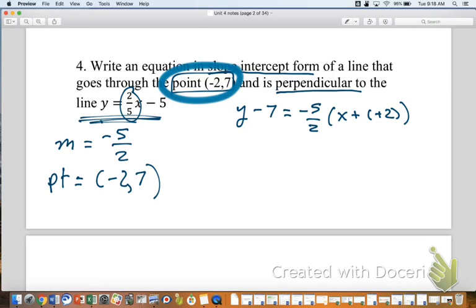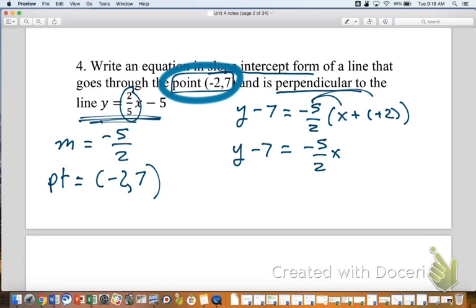But this asks us to go to slope-intercept form, and this is not slope-intercept form. What might I need to do to take this from point-slope, which it is right now, to slope-intercept? Distributive property? Sure. So distribute this to here and here. Y minus 7 then equals -5/2 x. What is -5/2 times 2?